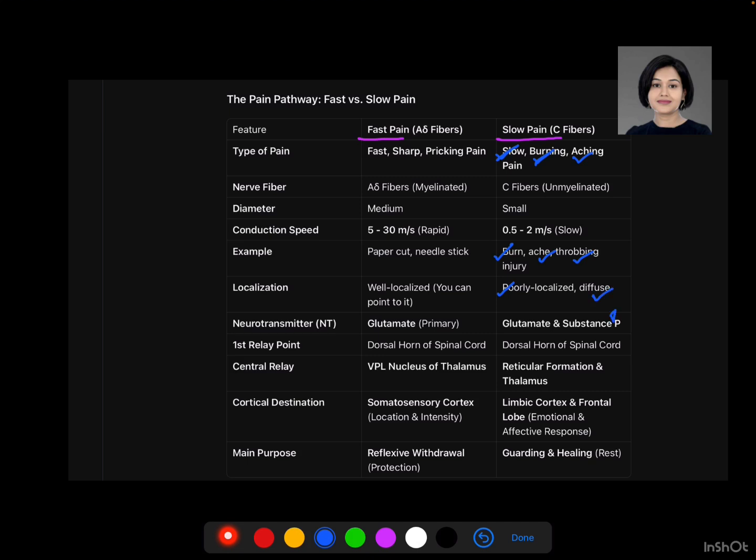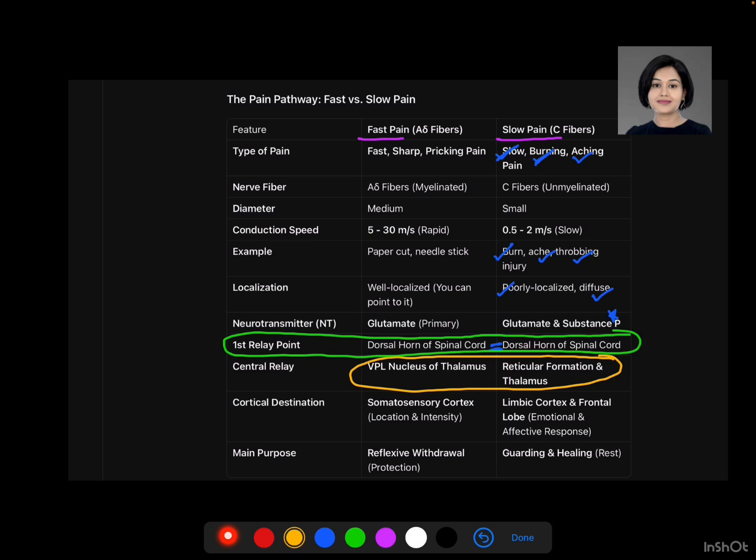With glutamate, substance P is also involved as a neurotransmitter. The dorsal horn of the spinal cord is the first relay center in both. Okay, so that is not the difference. But the central relay center differs. In one it is the thalamus, in the second the reticular formation is a very, very important part which is involved. What is the cortical destination? When we talk about cortical destination, we saw the somatosensory area was involved in the past.